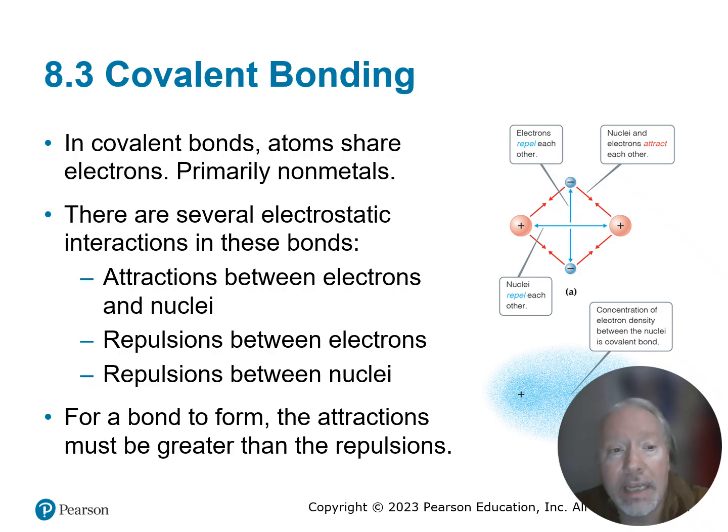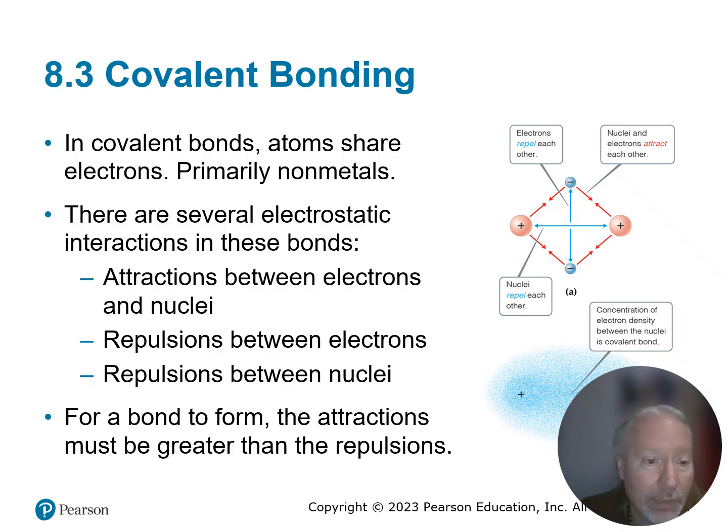Covalent bonding is where atoms share electrons, and they share valence electrons. They don't share core electrons, they share valence electrons. And there are several electrostatic interactions in these bonds. Previously, we talked about ionic bonding, where electrons are completely transferred from one atom to another atom. But in covalent bonding, electrons are shared, so all the unique forces need to be taken into account.